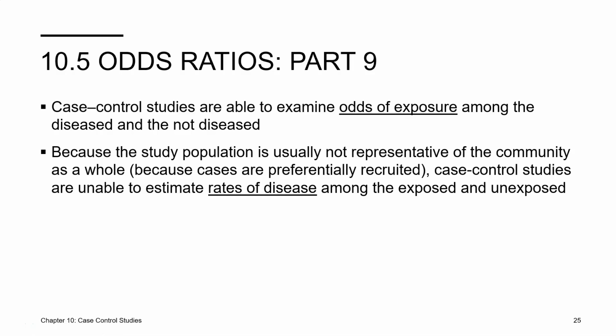So case-control studies are able to estimate the odds of exposure among the diseased and the not diseased. But what is important to consider is that because the study population is usually not representative of the community as a whole, case-control studies are unable to estimate rates of the disease among exposed and unexposed, right? Cases are preferentially recruited. You know they're cases already, so you can't really tell what the rate of disease is in a population in a case-control study.